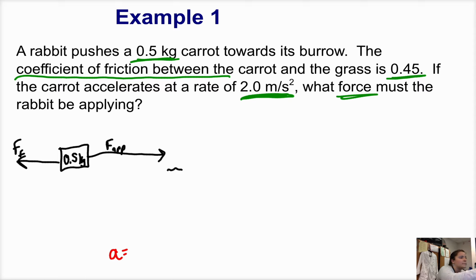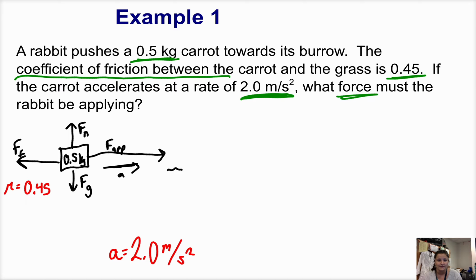Okay, let's talk about some other forces acting on this carrot. What force is keeping the carrot down on the ground? Gravity. And what force is keeping the carrot up on the ground? I guess you could say the normal force. And right now, the only force that's causing the acceleration is some unbalanced or net force in this direction.